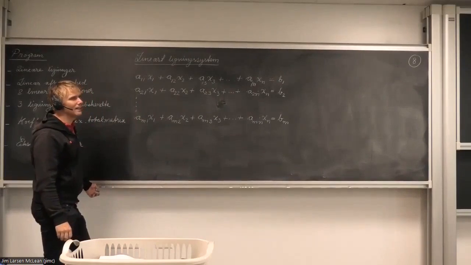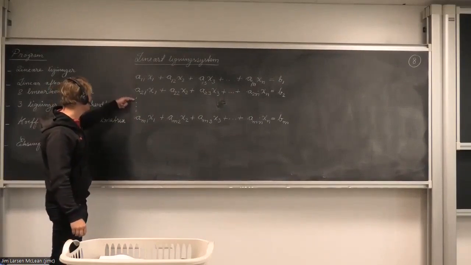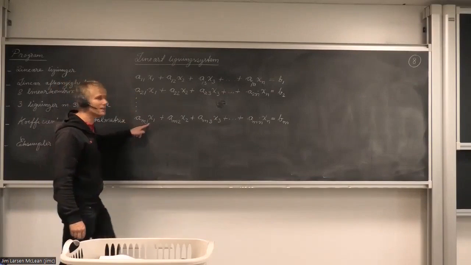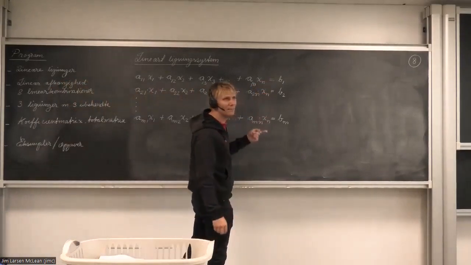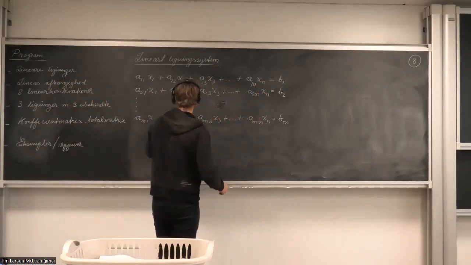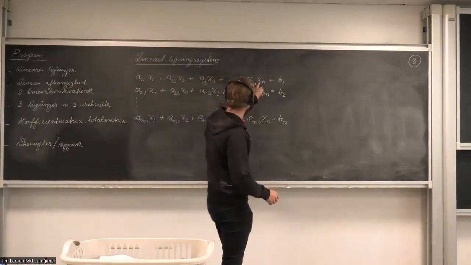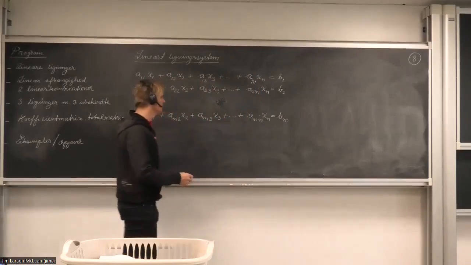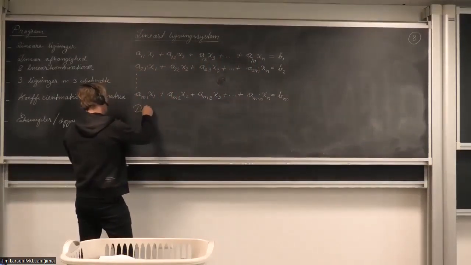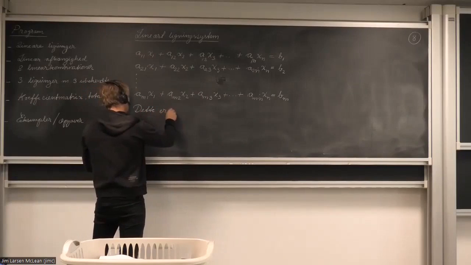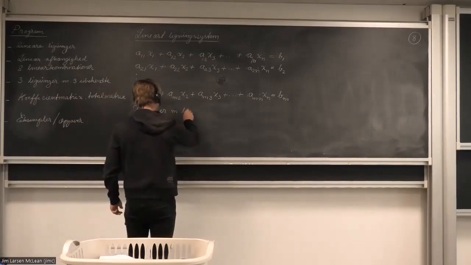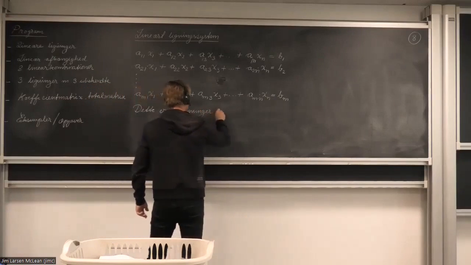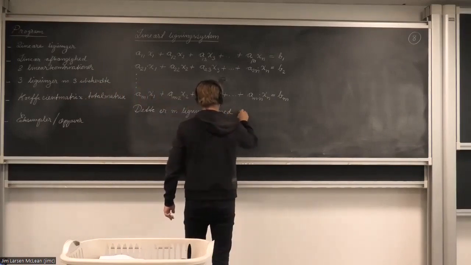So how many equations are there? There are m equations, which means there are m equal signs. And how many unknowns are there? n. So there are m equations with n unknowns. So this is m equations with n unknowns.